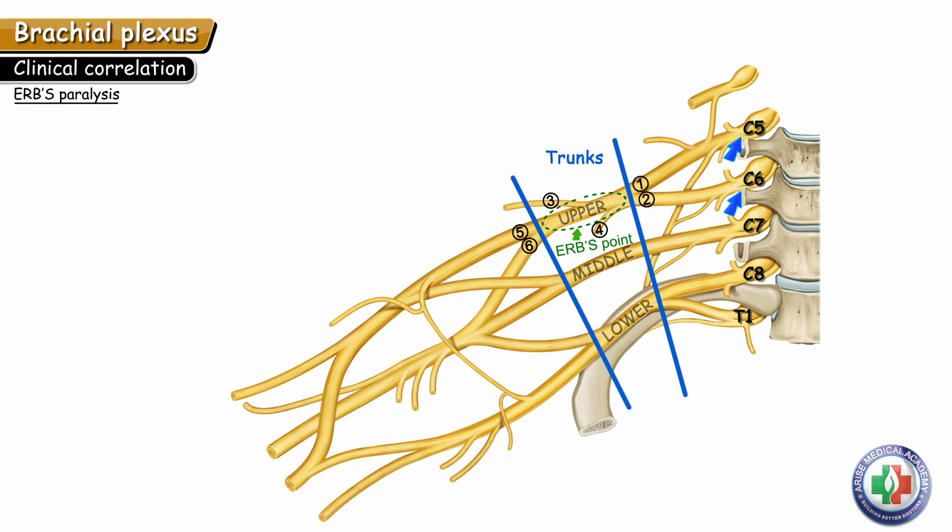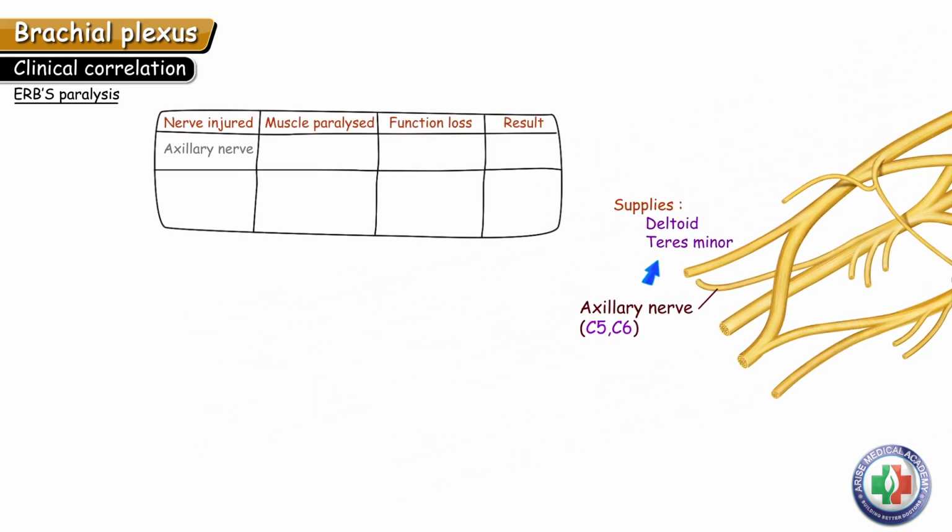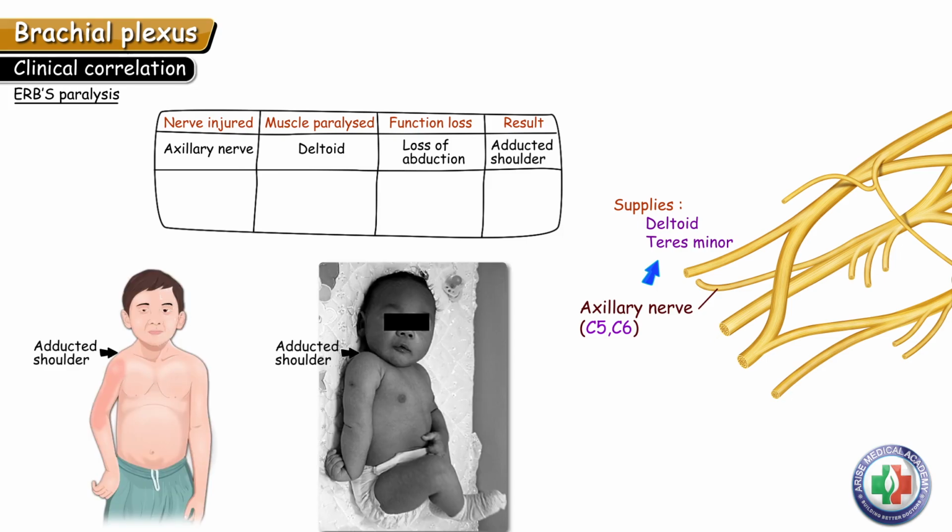Thus, in Erb's paralysis, the suprascapular nerve that is supplying supraspinatus gets affected. Axillary nerve, which has a root value of C5, C6, will be affected. Axillary nerve supplies deltoid and teres minor. Thus, when the C5 and C6 roots are affected, even the action of deltoid is lost. There is loss of abduction of the shoulder, so there is an adducted shoulder.